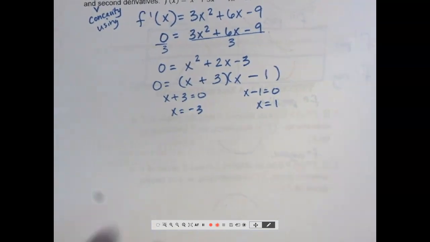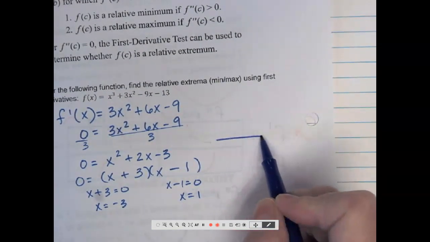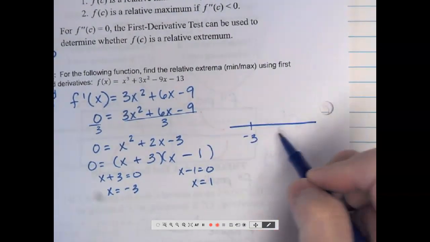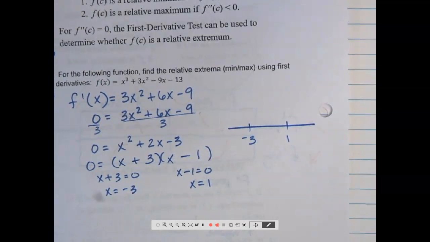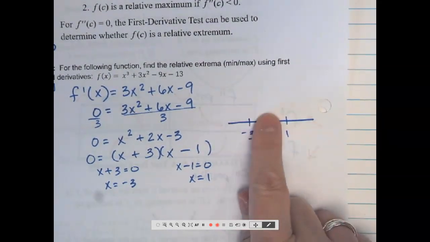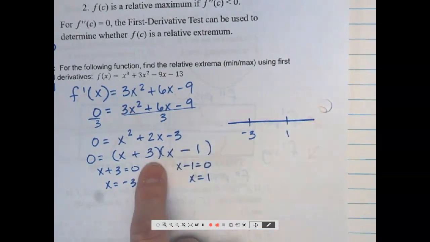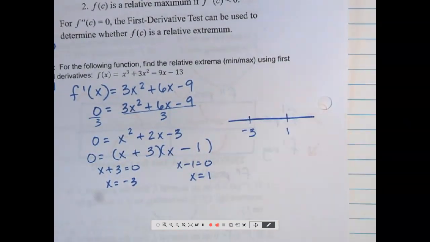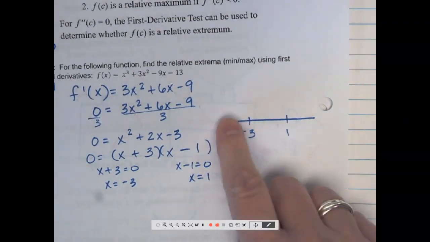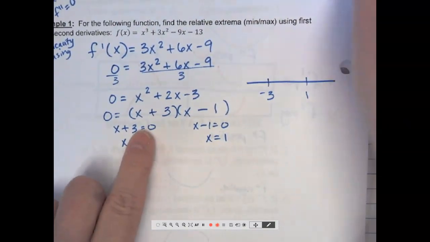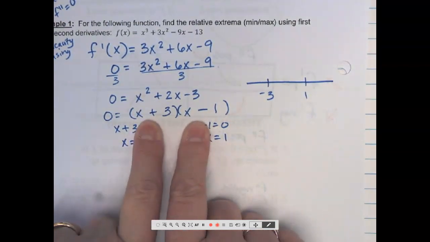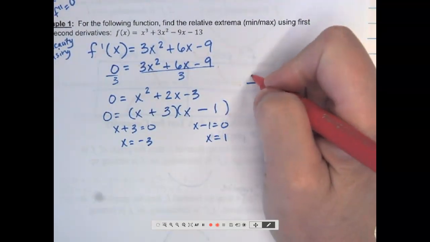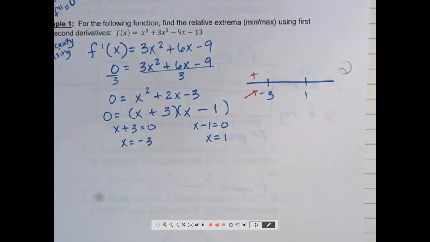So what I'm going to do with that is come over here and make a sign chart. Negative 3 is to the left of 1. I'm going to pick some numbers from here, here, and here, sub them back into my derivative, and I can use this simplified form of the derivative to figure out if these are positive or negative. Let's say we choose negative 4. If you plug negative 4 into both of these, does that product give you a positive or a negative? Positive, which tells me that the graph is increasing.